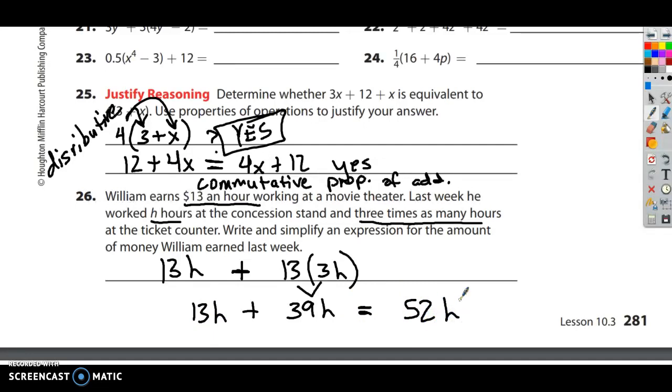And so what we actually learned here is not exactly how much he made, but what we learn here is that he worked 52 hours. I'm sorry. So when you combine the 13h, where he worked at the concession stand, and the 39h, because it's 3 times as many hours at the ticket counter, you get a total of 52 times h, and that's going to be the amount of money that he would have earned last week. Okay, good job. You're done with page 281.